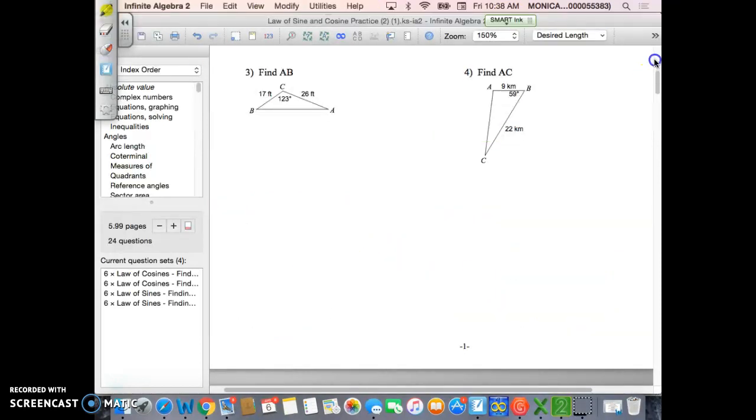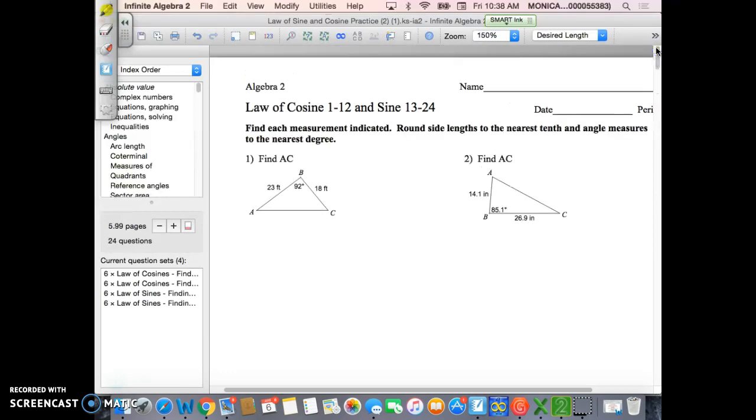So let's go ahead and do number 1. So I'm looking for AC, which is this side here. It is across from angle B, so I'm going to call it little b. This is across from angle C, so I'm going to call it little c. This is across from A, so I'm going to call it little a. So the first step is to label big A and little b and little c.